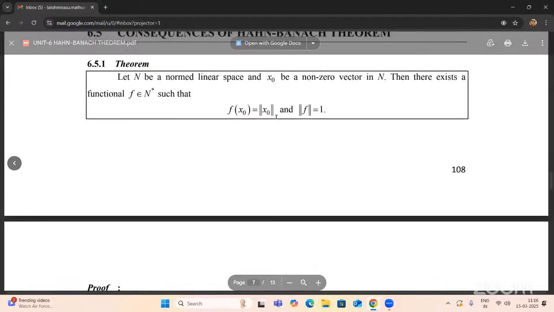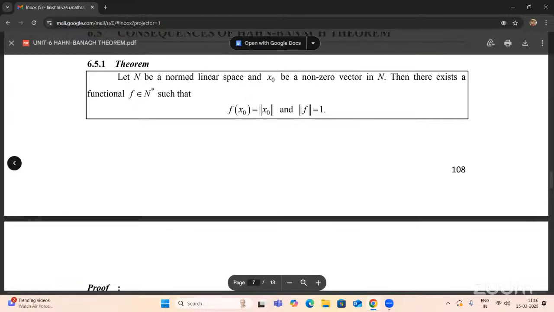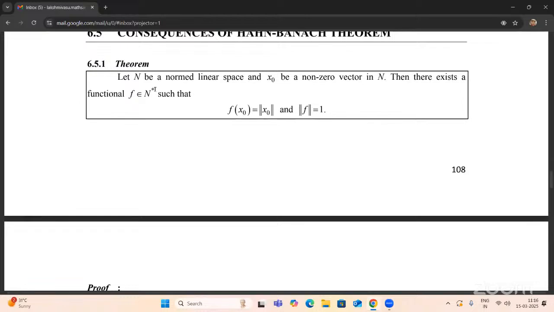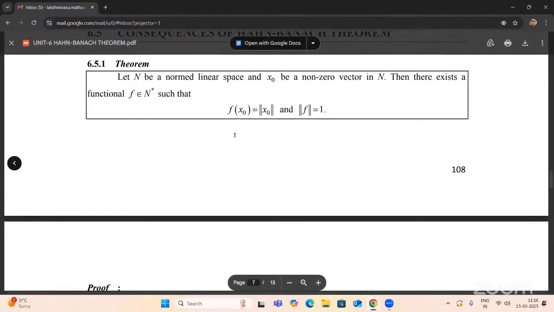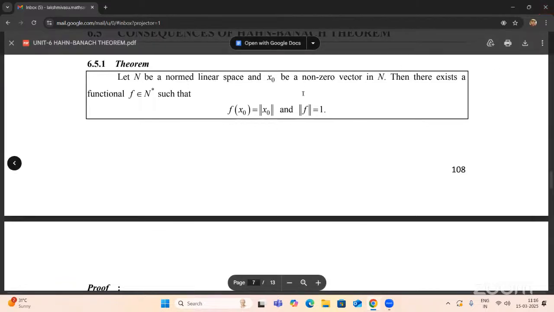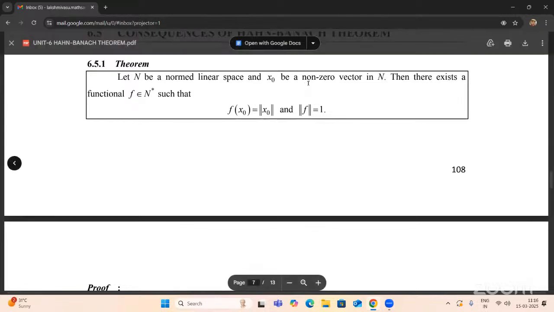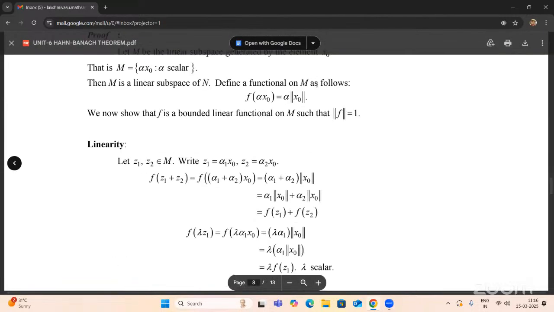One of the consequences: f of x naught equals norm x naught, because here x naught is a non-zero vector, and in the dual of the normed linear space there exists a linear functional f such that f of x naught equals norm x naught and norm f equals 1. This is the condition. That is one of the consequences here.